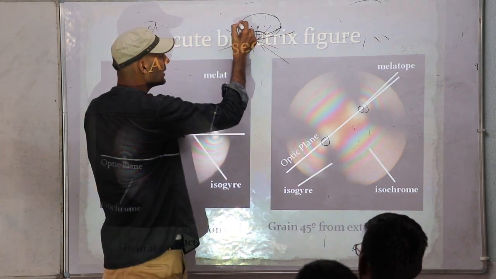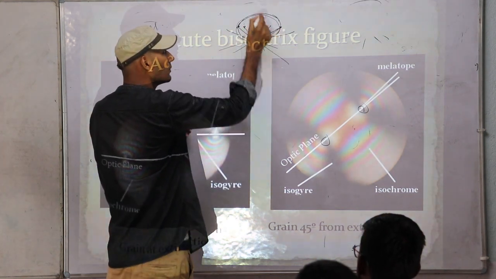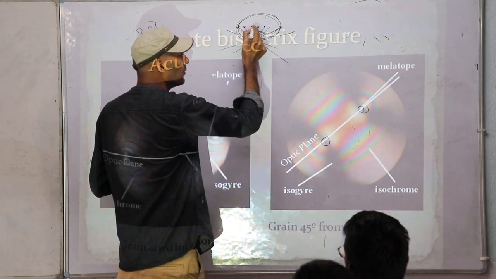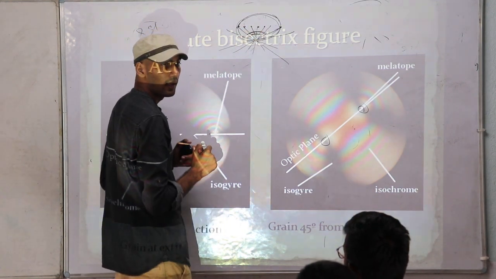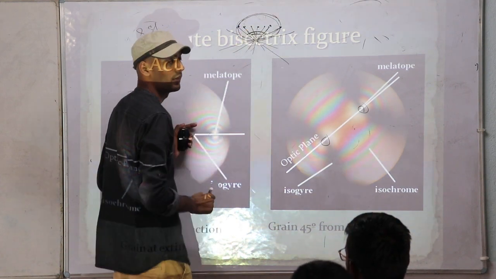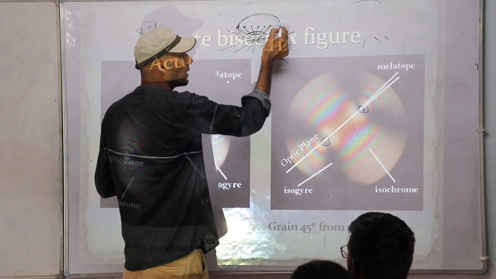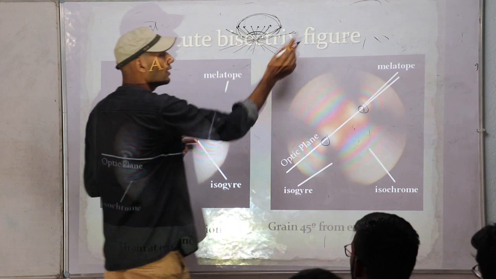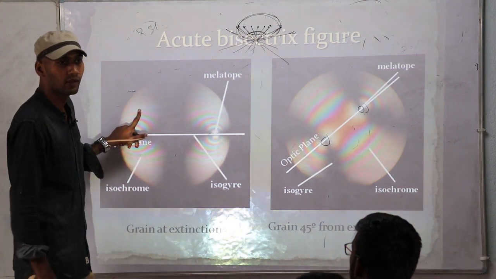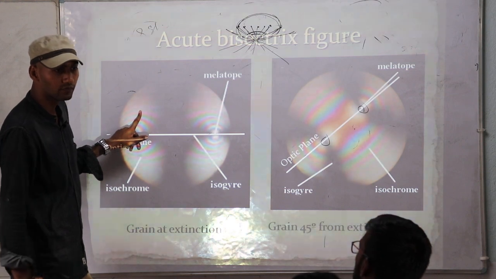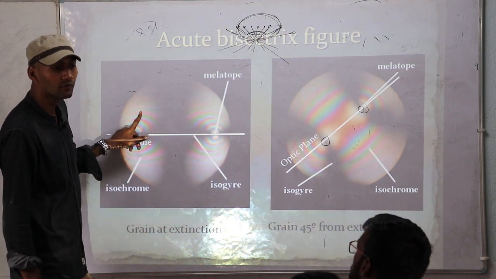Got that? Because this is my microscopic field of view. If the angle is very small, you can see both the melatopes near the acute bisectrix. As I increase the angle, you can still view the melatopes. I am increasing, and they are formed at the boundary. If I increase further, they will not show in the acute bisectrix interference figure. They will no longer form an acute angle; they will form an obtuse angle.